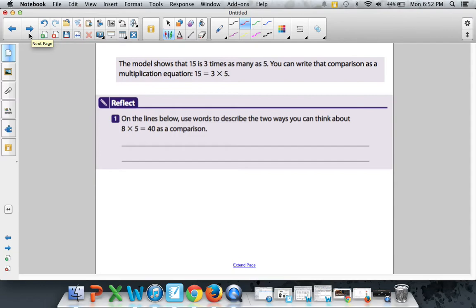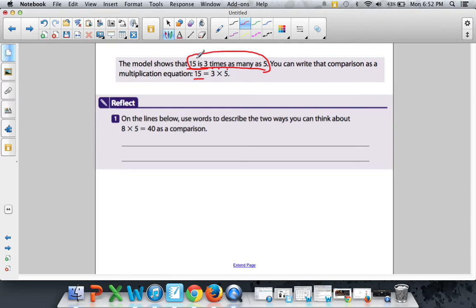Here's an important part from page 38 or 39, somewhere around there. It says the model shows that 15 is 3 times as many as 5. You can write that comparison as a multiplication equation: 15 equals 3 times 5. So a comparison is this: 15 is 3 times as many as 5.